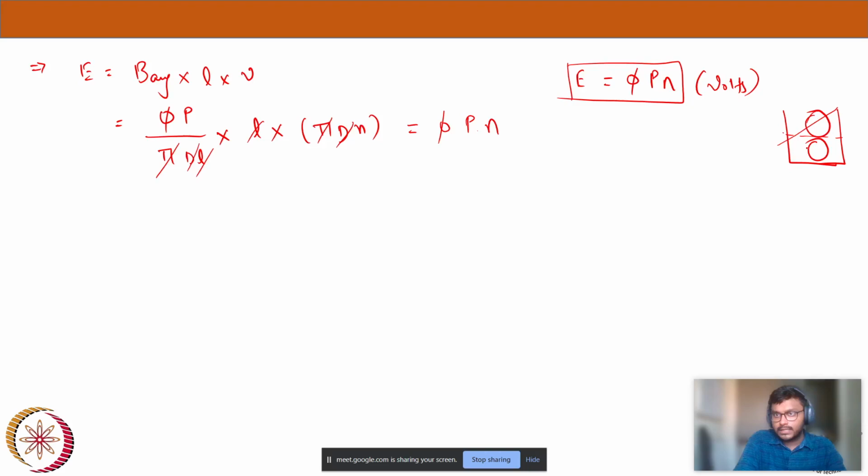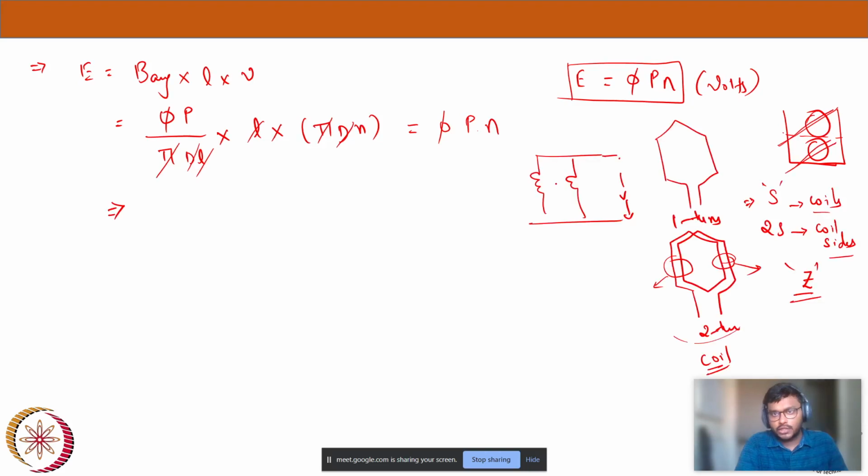Now, let's say my total conductors are Z, and the voltage will be same if, let's say, there are two parallel branches. We know in transformers also we discussed, if it's a parallel branch, the voltage will be same across these two parallel branches.